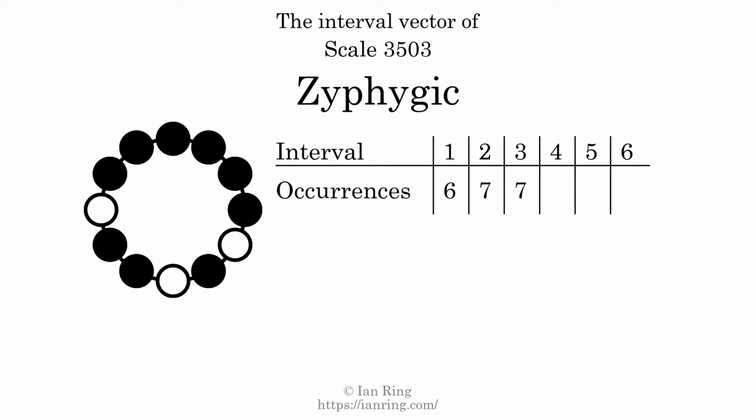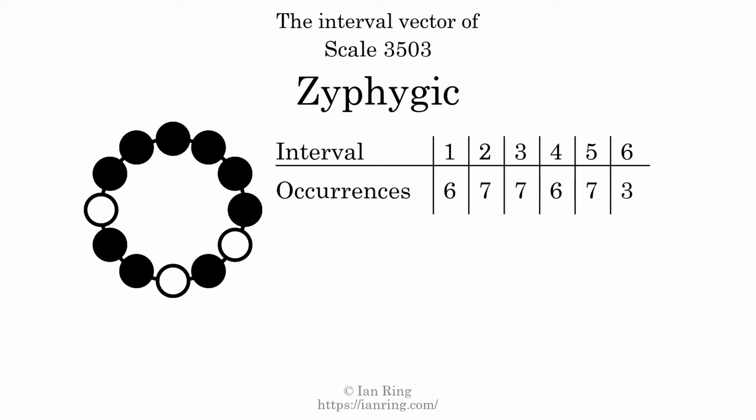There are 7 intervals with the size of 3 semitones. They are here, here, here, here, here, here, and here. There are 6 intervals with the size of 4 semitones. They are here, here, here, here, here, and here. There are 7 intervals with the size of 5 semitones. They are here, here, here, here, here, here, and here.